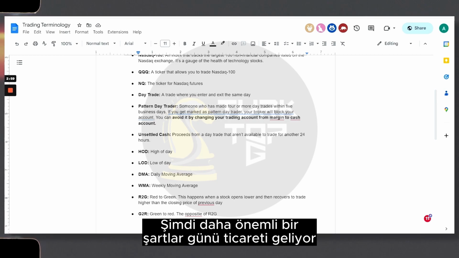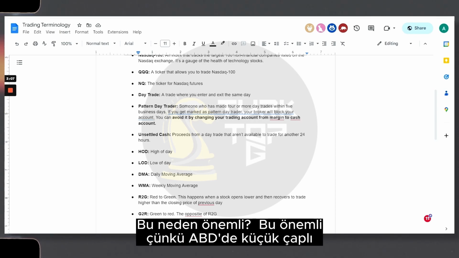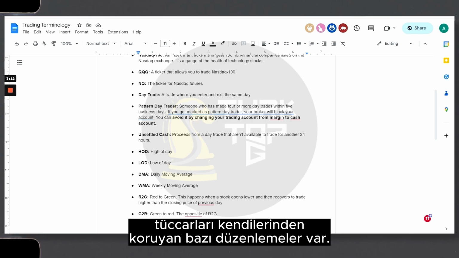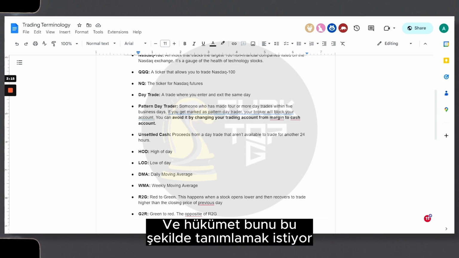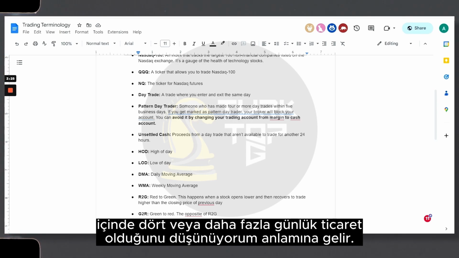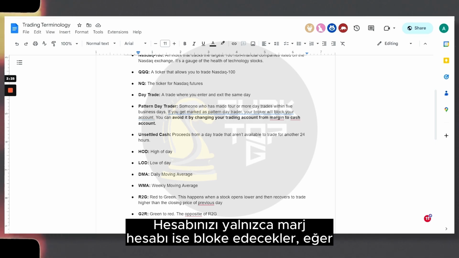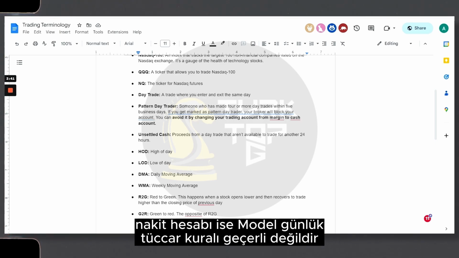Now comes the more important terms. Day trade. A day trade is when you enter and exit a trade on the same day. Why is that important? It's important because in the US, there are some regulations to protect small time traders from themselves, and the government wants to define it that way. Oh well. It's called the pattern day trader rule. It means as a person, you took, I think, 4 or more day trades within a 5 business day period. Once you do that, and if you don't have $25,000 in your account, they will block your account, only if it is a margin account. If it's a cash account, the pattern day trader rule does not apply.